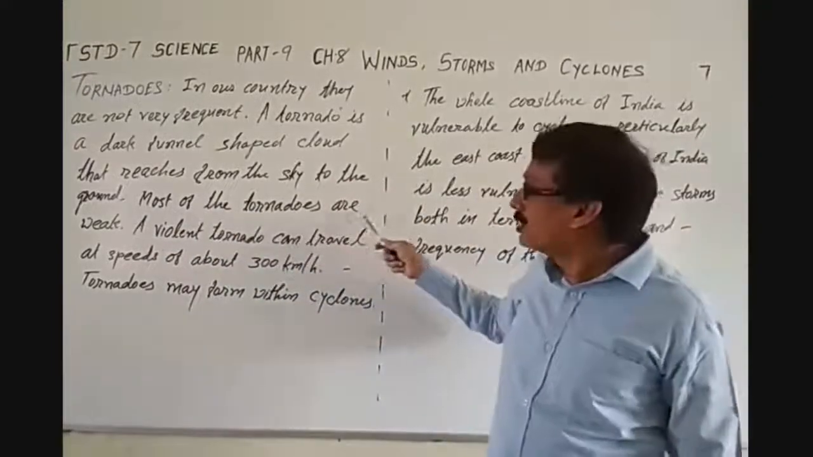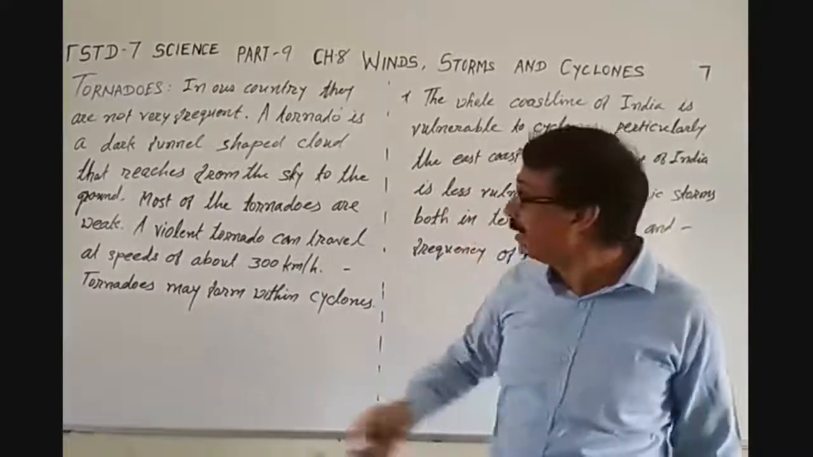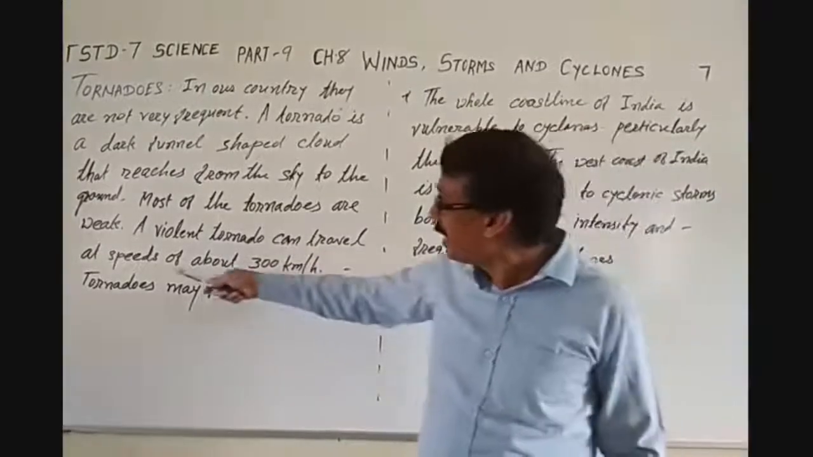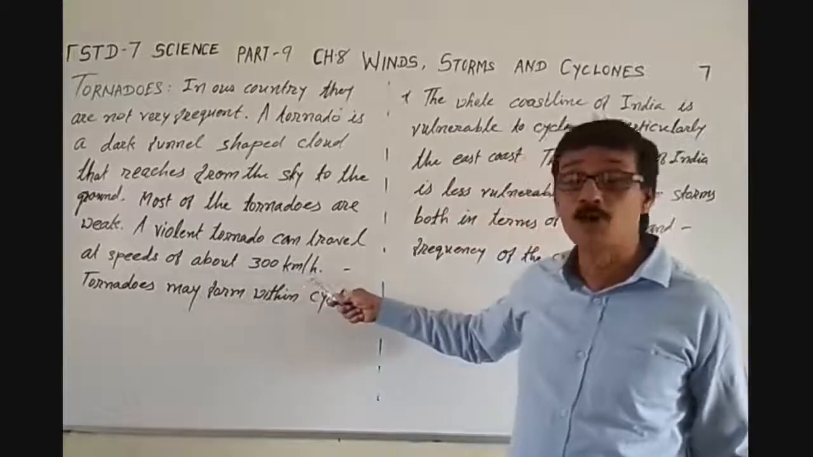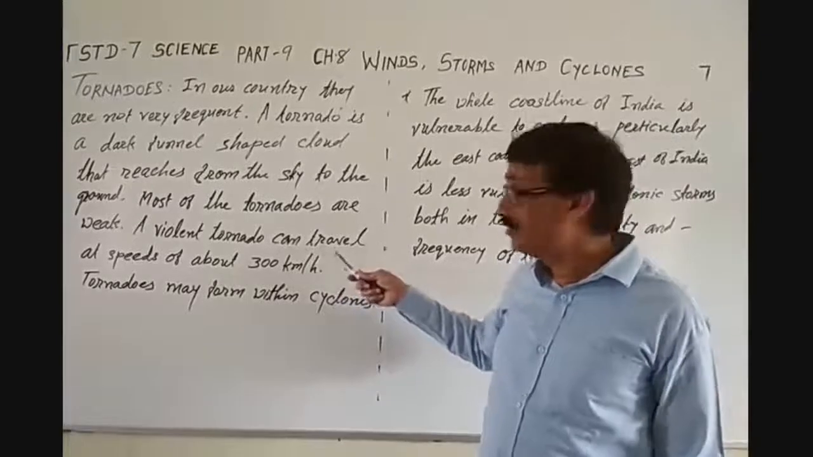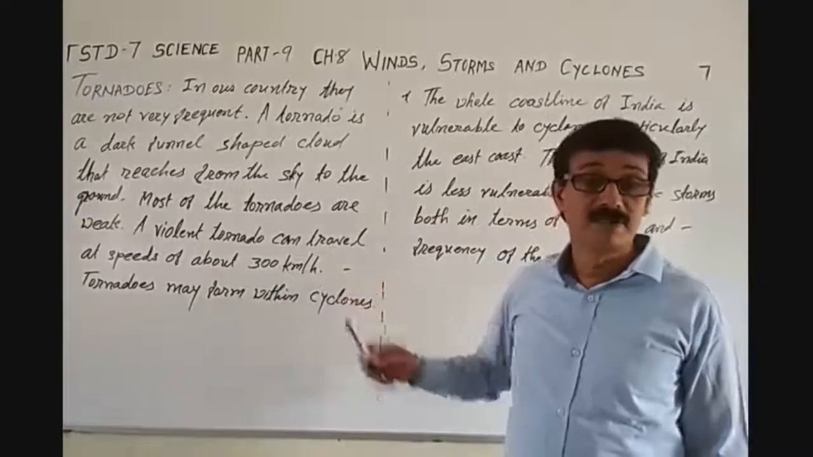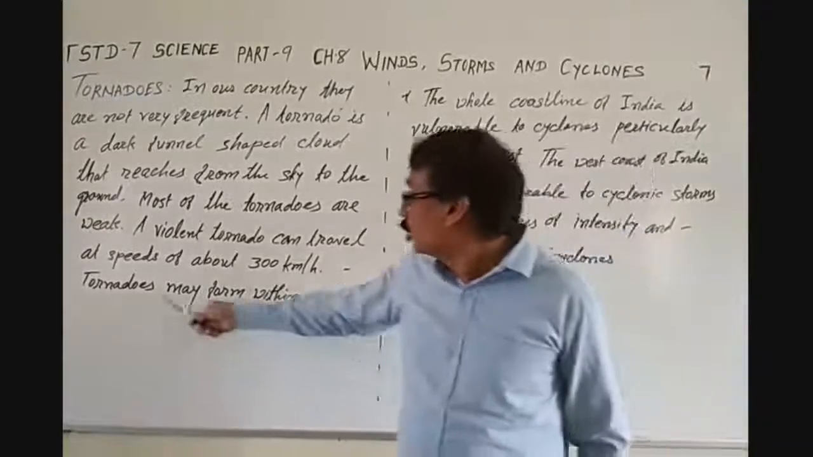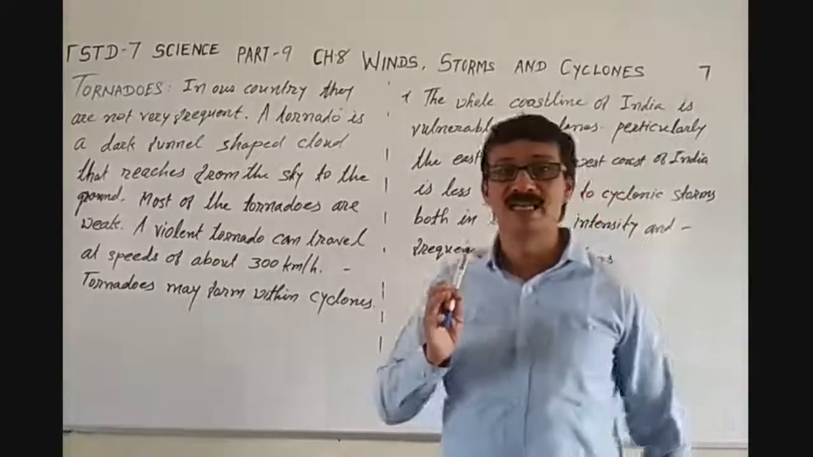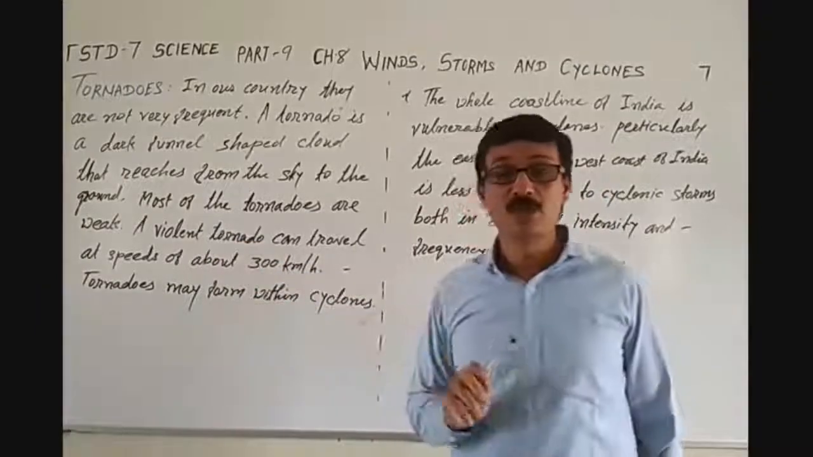Most of the tornadoes are weak. A violent tornado can travel at a speed of about 300 km per hour. That is too much. Tornadoes may form within cyclones. Not specially, but first thunderstorms form, and from the cyclones tornadoes form.